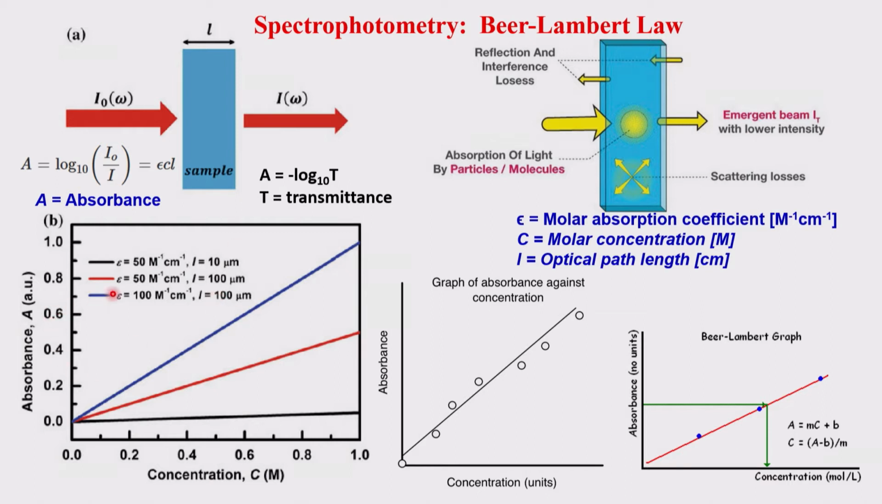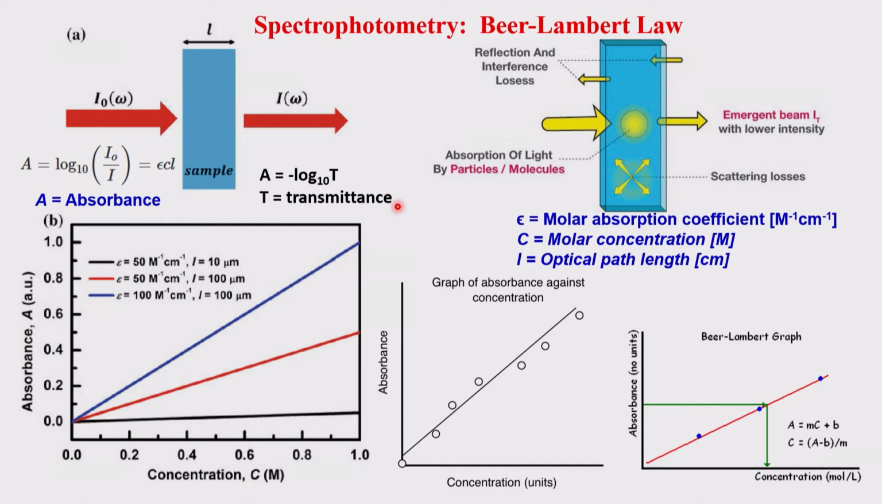So that is the red line. Please see the red line in the one. So you have much more greater absorbance. Now I would keep the path length same as 100 micrometer, but I would increase the absorptivity from 50 to 100, twofold, then the absorbance is increasing.